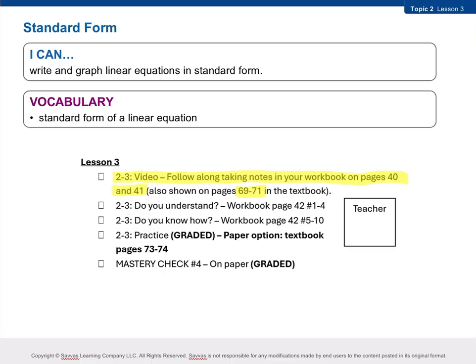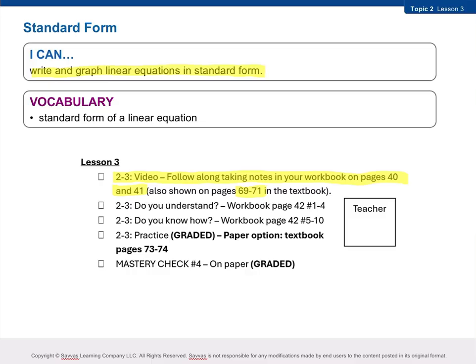So if you want to pause the video at those screenshots and read through what's there, maybe you can make some additional notes in your workbook that might be helpful. Maybe you could just read through to try and build a better understanding. But today our goal is to write and graph linear equations. Again, same goal as all the videos in this unit, but now in standard form.